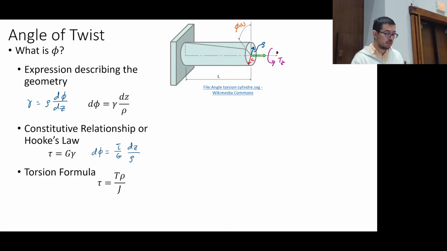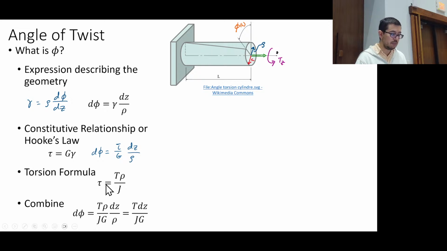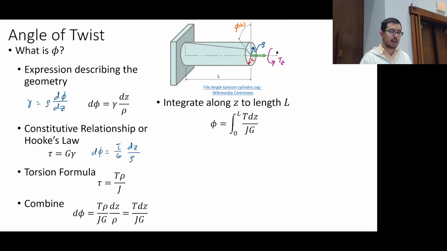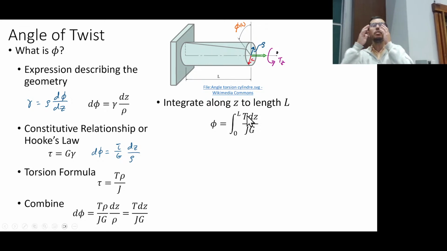And we have the torsion formula, which tells us something about the shear stress and torque. That's important. You combine them. You see where this is going? We have a d phi over here. We have a dz over here. What does this mean? It means that with this expression, we can integrate both sides. Like that. And immediately, what does this expression remind you of?